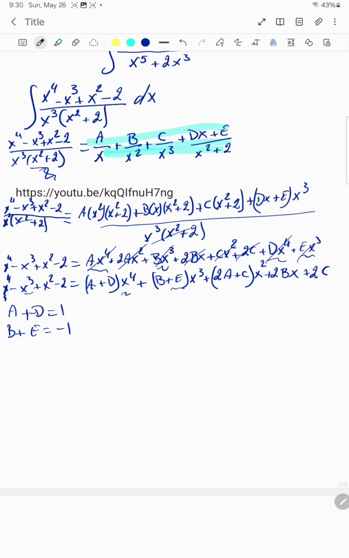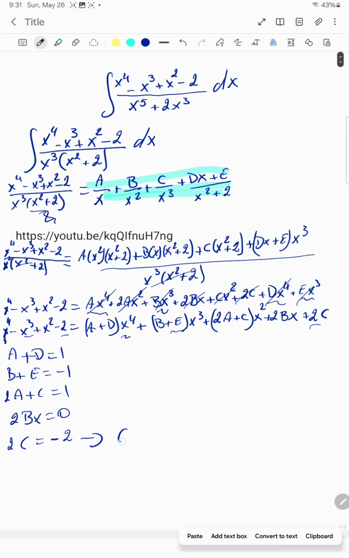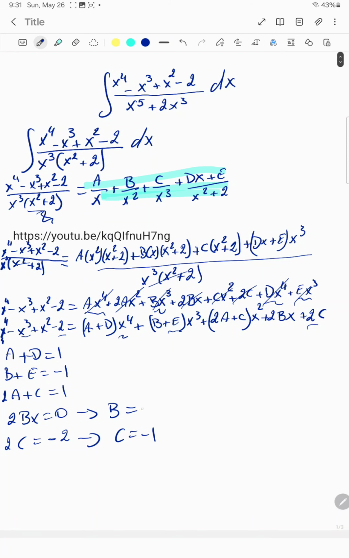And again, the coefficient of x² is 1, so I have 2a plus c is equal to 1. On the left-hand side, I don't have x to the power of 1, so from the right-hand side, I can say that 2b is equal to 0 because it does not exist on the left-hand side. And for the constant, I have minus 2 here and 2c here. So I know that 2c is equal to minus 2. From that, I can deduce that c is equal to minus 1, and from this, I can deduce that b is equal to 0.